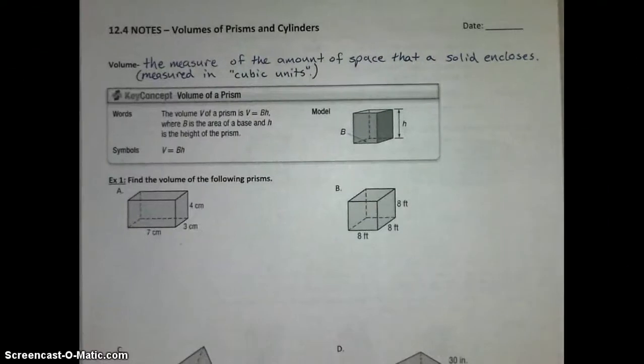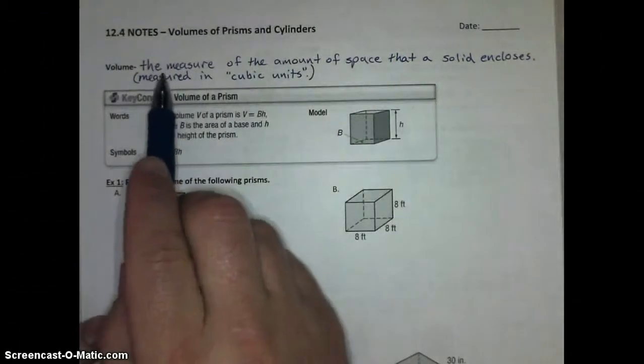Alright, let's go ahead and get started. These notes will cover lesson 4 from chapter 12 over volumes of prisms and cylinders. We're moving on to talking about volume. So let's start by remembering that definition.